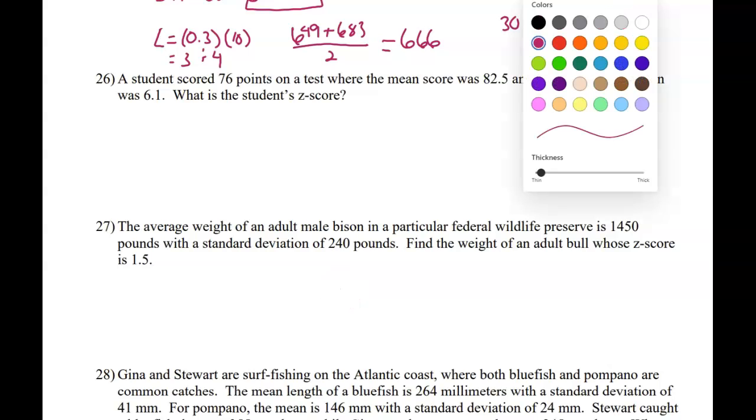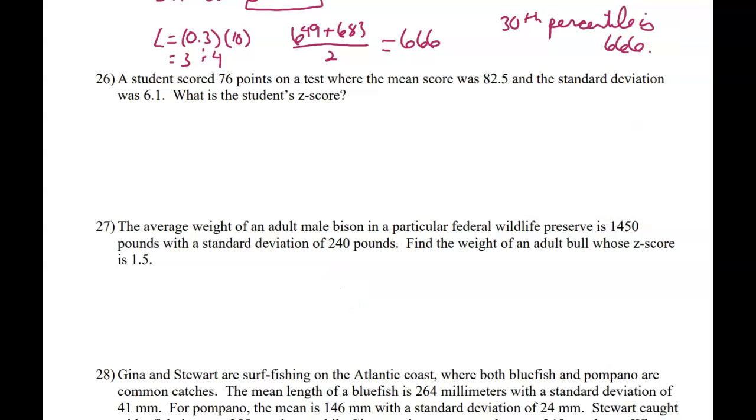We're going to be talking about z-scores. For z-scores, we have to look at what information we're given. So in this one, a student scored 76 points on a test that had a mean score of 82.5 and a standard deviation of 6.1. And we want to know what the z-score is.